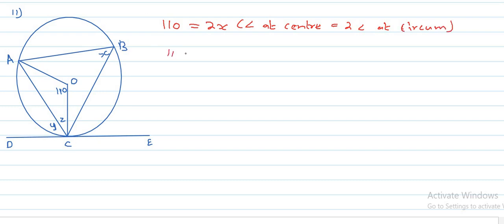Then we're going to say 110 equals 2x. Divide both sides by 2. 110 divided by 2 is 55, equals x. Then once you have the value of x, we can calculate the value of y. Y will be equal to x, which will be equal to 55. What is the reason? It's tan chord.